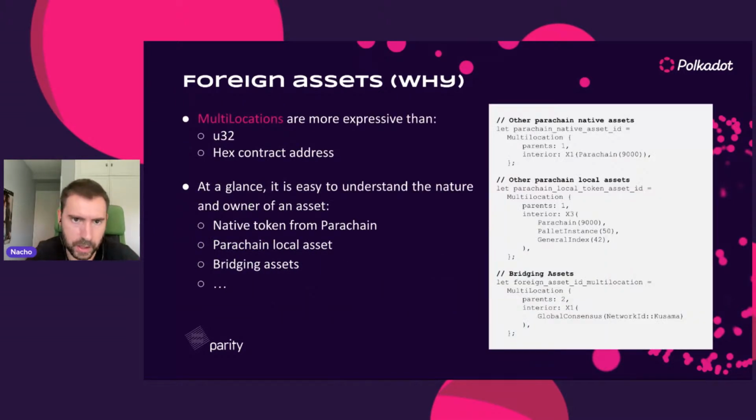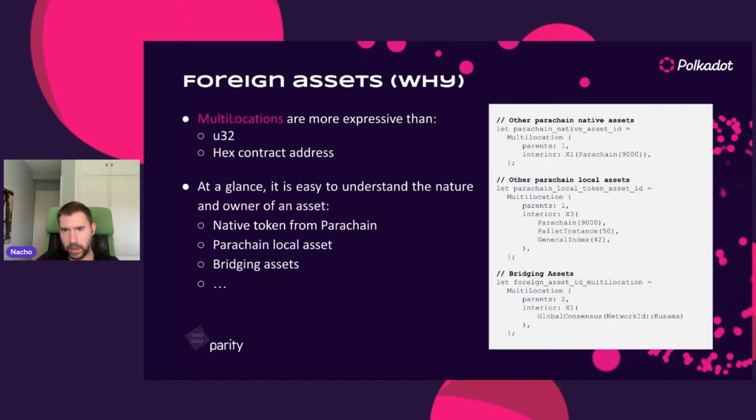Why do we need another instance of the assets pallet? First of all, because multi-locations are way more expressive than unsigned integers and even contract addresses. And at a glance, you can see and understand the nature and the owner of an asset.